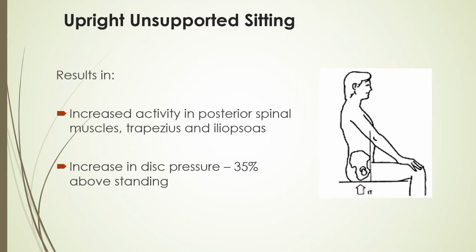The first sitting position we'll be looking at is the upright unsupported sitting. In this position, the person sits on a chair or surface with the back unsupported. There is increased activity in the spinal muscles to maintain the upright posture, and there is activity in the trapezius to also hold the trunk straight by pulling back the shoulders. The iliopsoas, which is a hip flexor, is also working to prevent the trunk from falling backwards. Within the intervertebral discs, the pressures are about 35% more than that for standing.